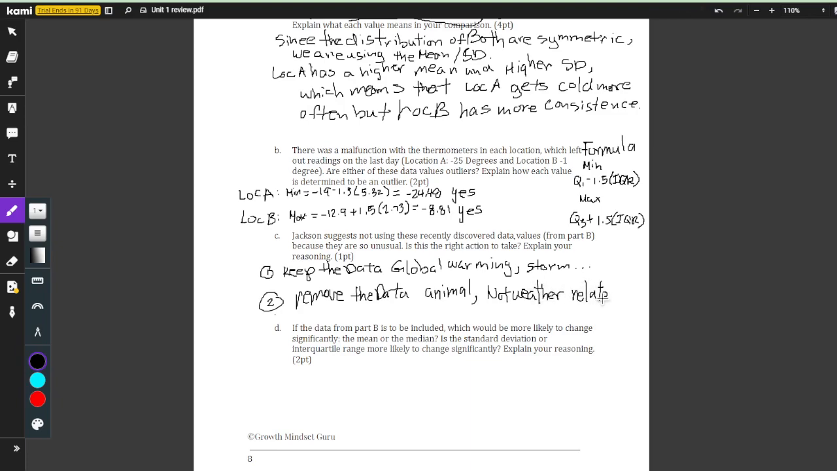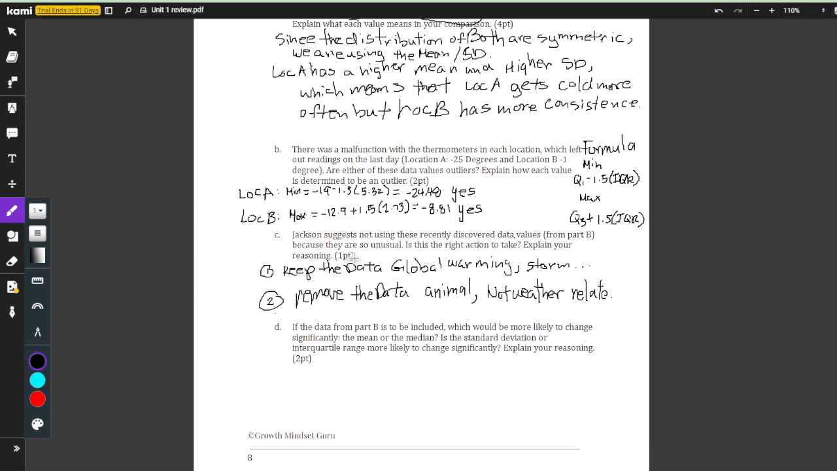Okay, you just have to explain it. Give me a reason why you would keep it. Give me a reason why you would remove it. So this is very subjective. If you did anything, you'd probably get the point. But you have to do it in complete sentences and so forth.